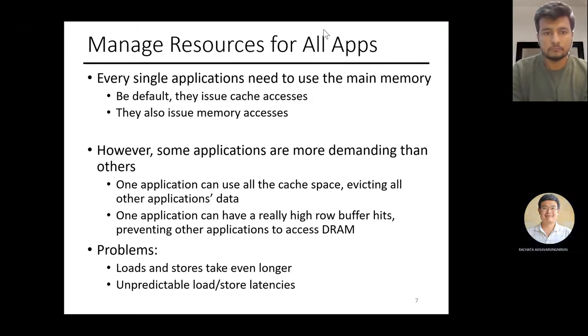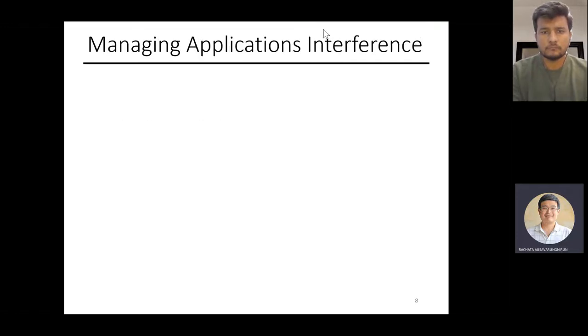Is that the best solution? No, right? A better solution, which is still being researched, as we try to guarantee these and prove that we can guarantee this, is how we can truly share resources without underutilizing them, because you hopefully get better utility of your hardware. So how do you manage application interference in both the cache and the DRAM?